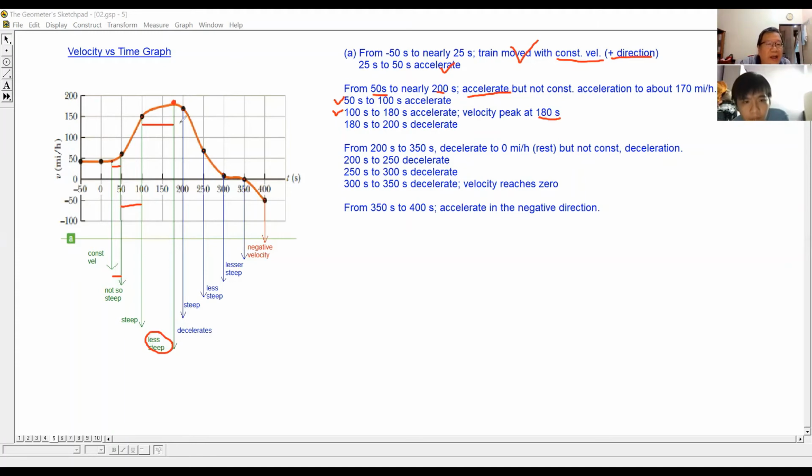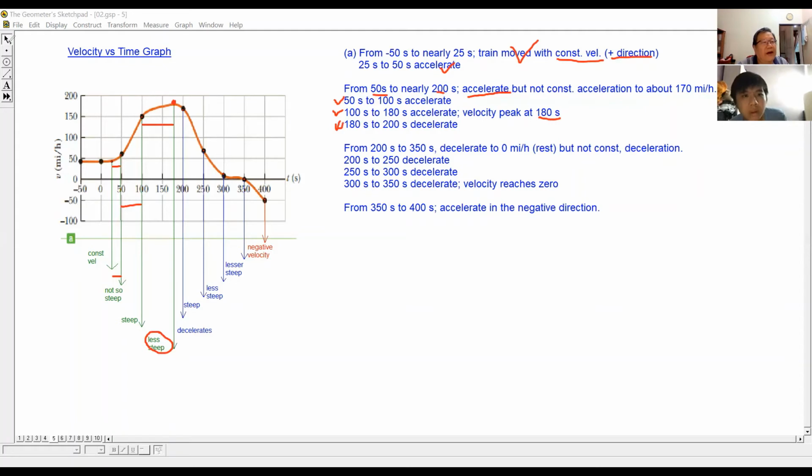Then from 180 to 200, you see that there's a drop. 180 is at the peak, then at 200 it drops. So from 180 to 200, they start to decelerate.